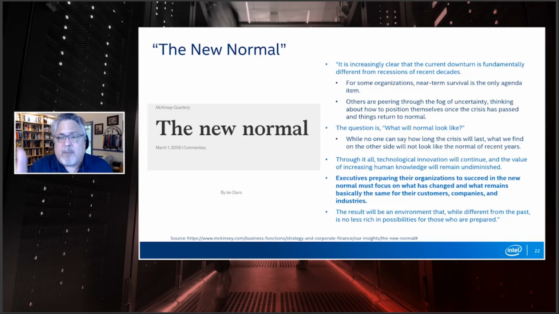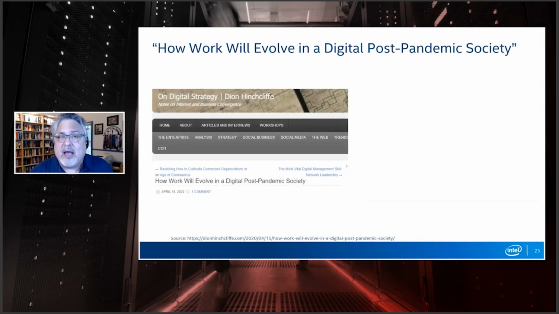So executives that are preparing for the future have to prepare their organizations to succeed in this new normal. They have to focus on what's changed and what remains the same for their customers, companies, and industries. What's changed may be an opportunity for that transformative cloud native application and solution. What's the same may be an opportunity for us to build back up infrastructure and capacity going forward. But the key through this is technology is going to remain the most important element going forward.